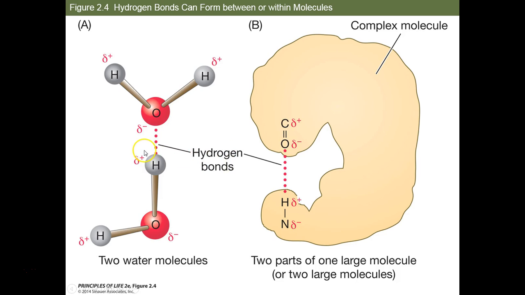Here in figure 2.4, on the left we have two water molecules that are attracted to each other by hydrogen bonds. Since the hydrogen end is more positive, it is going to be attracted to the negatively charged area of the oxygen end of another water molecule. Hydrogen bonds are also found in large molecules such as proteins and enzymes as well.